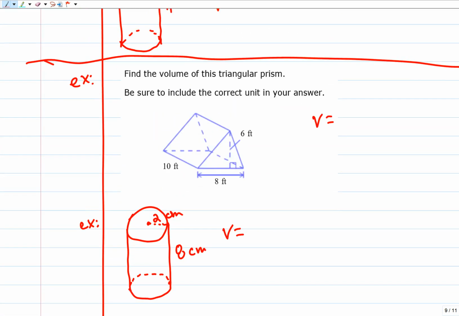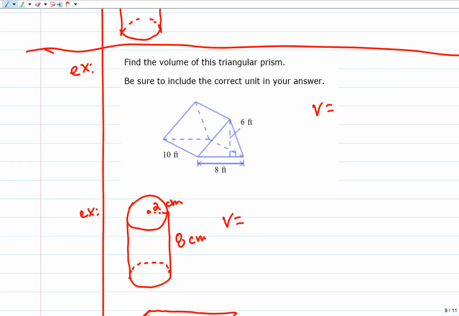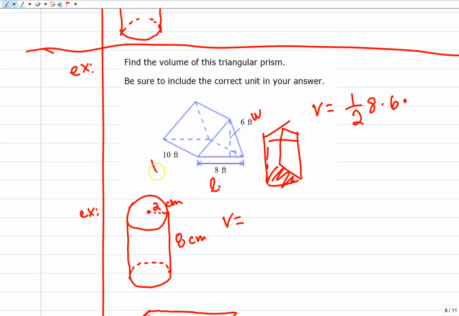Find the volume of the triangular prism. Now they've tried to mess with us here because they rotated it, but basically think about the triangle as our base. Okay? So I've got this triangle, and it is our base. What is the area of that base? 1/2 length times width times the height of the prism.